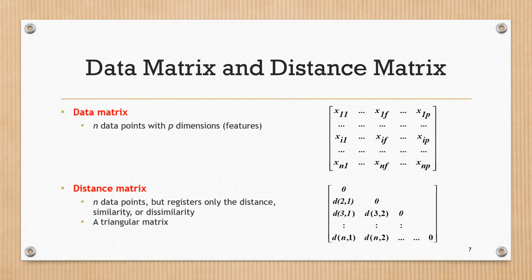Therefore, we typically only need to fill either the lower triangle part of the distance matrix or the upper triangle part of the distance matrix to omit the redundant data storage.